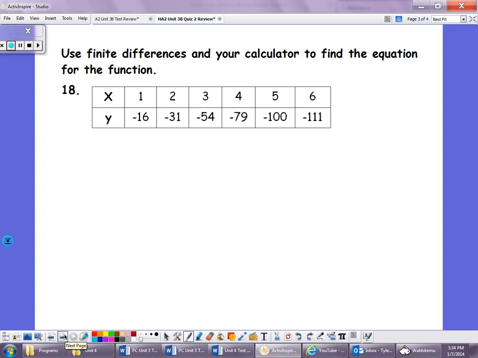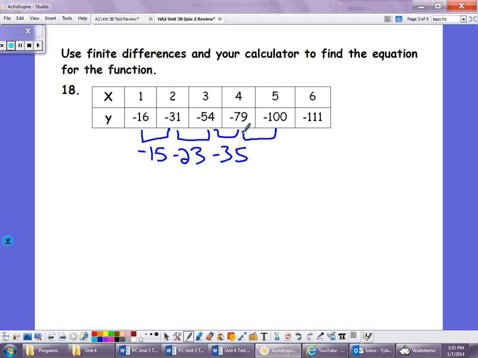All right, this last one, this is where we're going to use finite differences. So all we're doing here is doing the second minus the first over and over again. So I'm going to do negative 31 minus negative 16, and that's going to give me negative 15. Negative 54 minus negative 31, so that's negative 23. Negative 79 minus negative 54 is negative 35. Negative 100 minus negative 79.